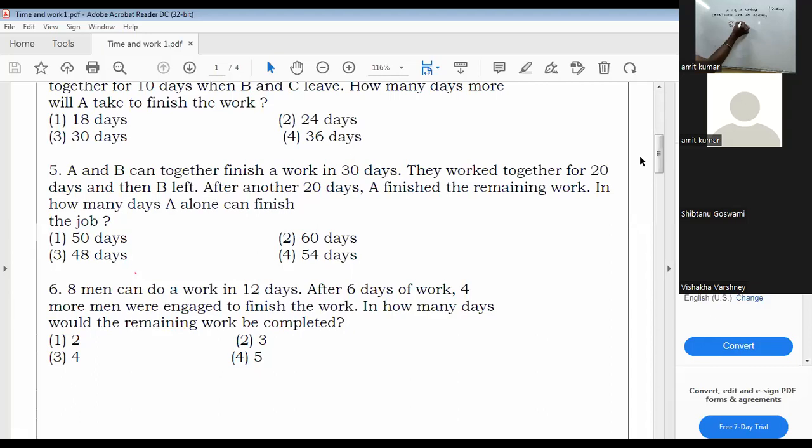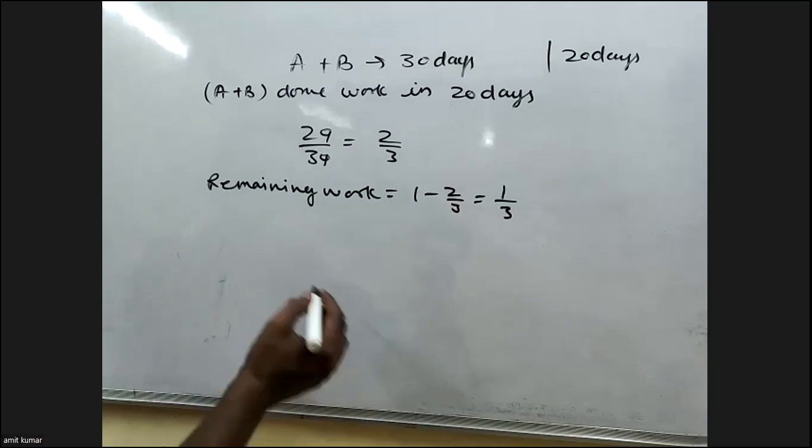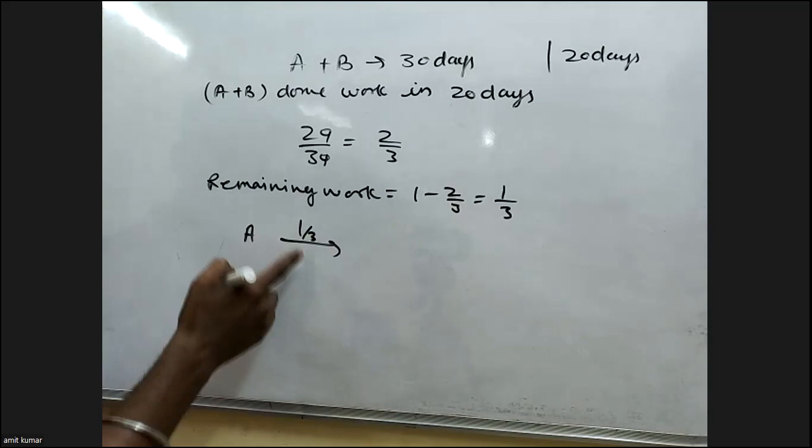So what is the remaining work? That is 1 minus 2/3, that is equal to 1/3, I think. Question says they worked for 20 days and then B left. After another 20 days, A finished the remaining work. In how many days can A alone do the whole work? A finishes the remaining work, that is 1/3, in how many days?